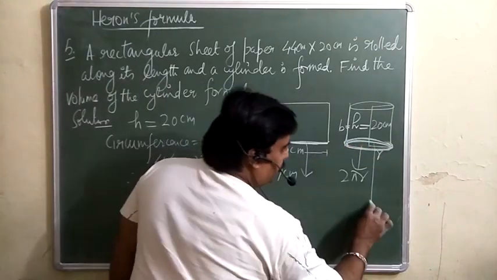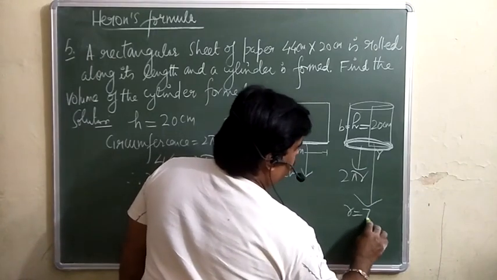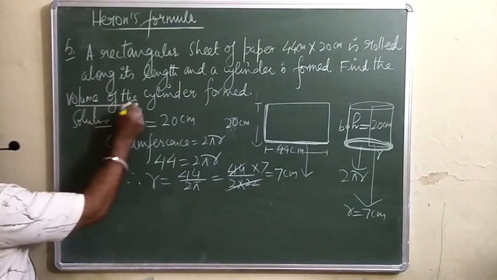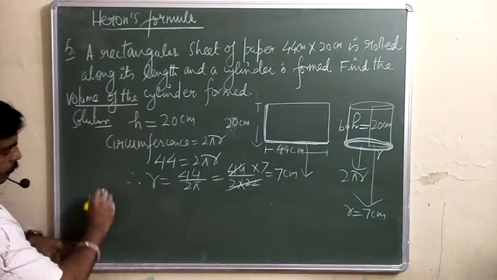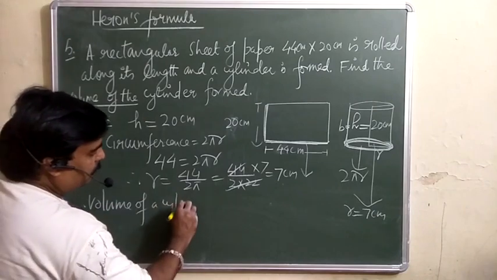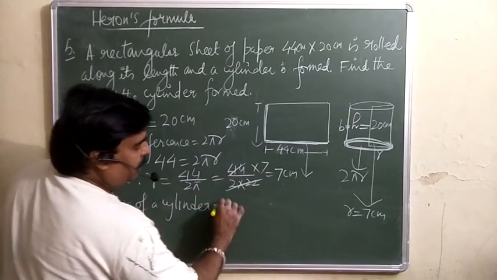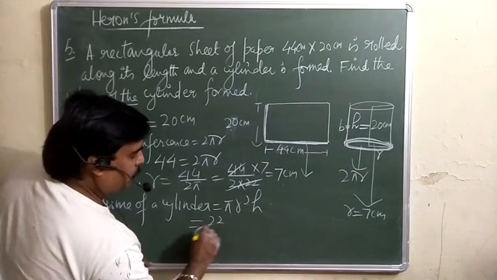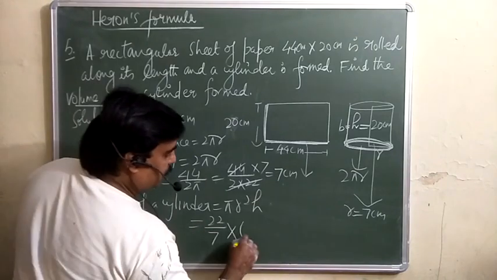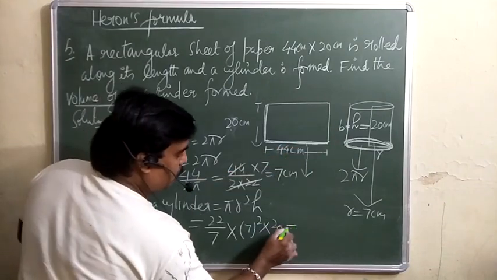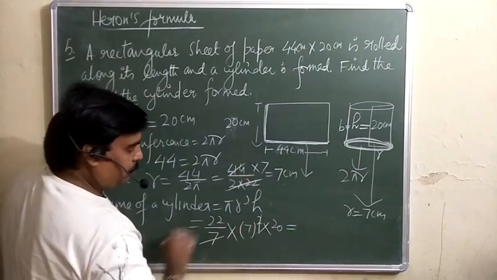तो इसका radius क्या है? 7 centimeter. Now you know the radius, you know the height. You can calculate the volume. So volume of a cylinder is equal to pi r square into h. This we already know, pi is 22 over 7. Radius is 7 square. H is 20. Solve this one. So you can cancel the 7 here.